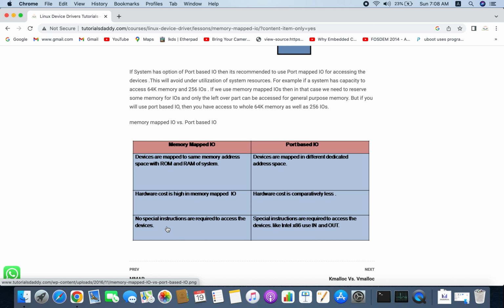And in memory mapped I/O, because devices are mapped to the same memory address space, you don't need any special instructions to access the devices. But in the case of port mapped I/O, you need special instructions for accessing the devices.